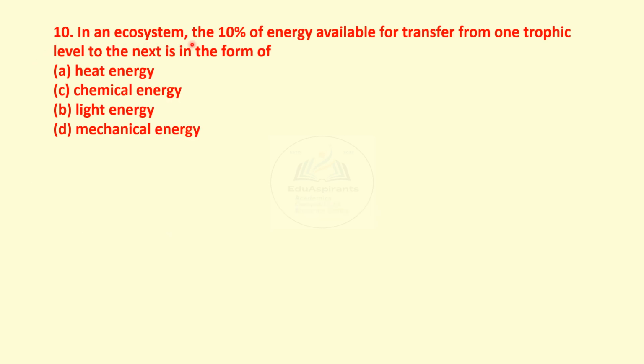Producers are referred to as organisms that convert water, carbon dioxide, minerals and sunlight into organic molecules. 10. In an ecosystem, the 10% of energy available for transfer from one trophic level to the next is in the form of heat energy, chemical energy, light energy or mechanical energy. Let's see the answer. It is C, light energy.